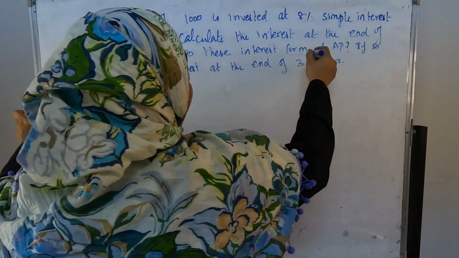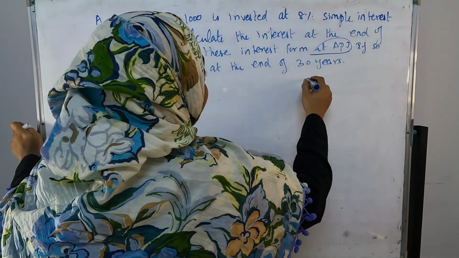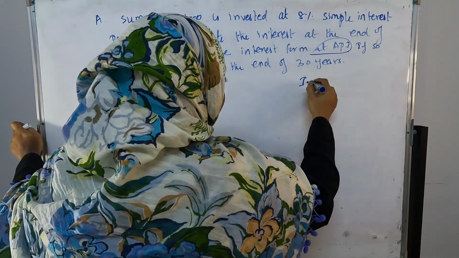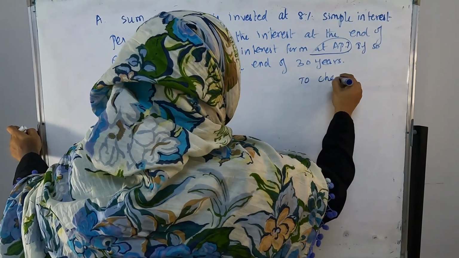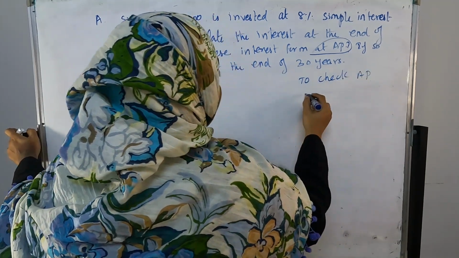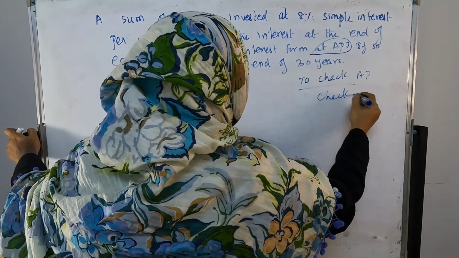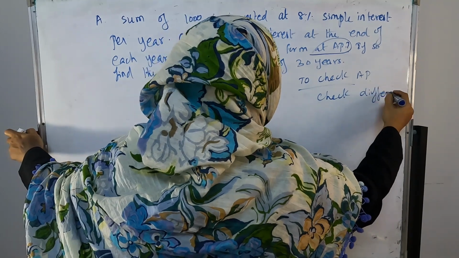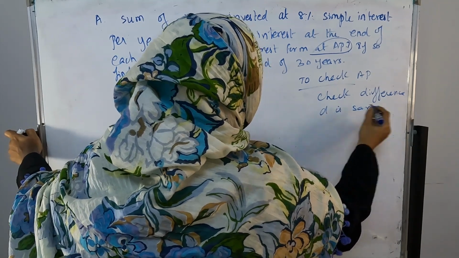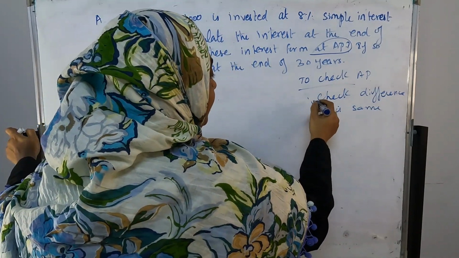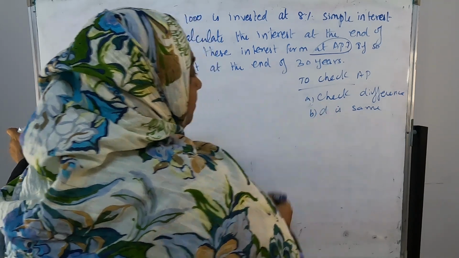If it is forming an AP, that means the difference must be the same. To check an AP, what do you have to check? Check the difference. If the difference d is the same, then it is an AP here. Okay.